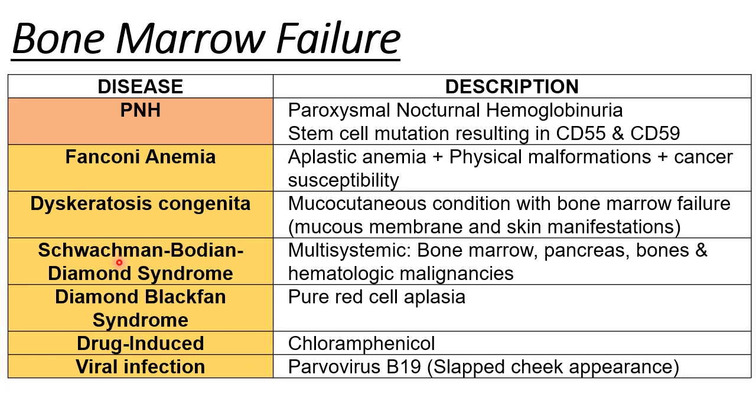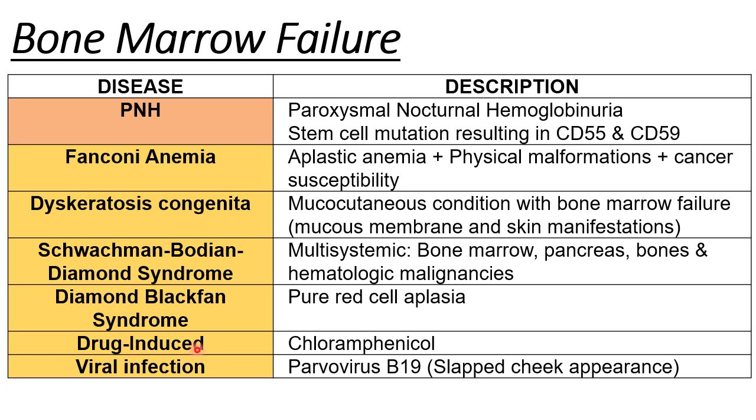Shwachman-Bodian-Diamond syndrome. Okay, dito naman may multisystemic problem tayo. Meron ka ng problema sa bone marrow. Aside from that, meron ka pang problema sa pancreas, bones, and malignancies of the blood such as in leukemia. Next naman, Diamond-Blackfan syndrome. This type of failure, bone marrow failure, targets only the red blood cell. Kaya ang term natin dyan, pure red cell aplasia sa Diamond-Blackfan syndrome.